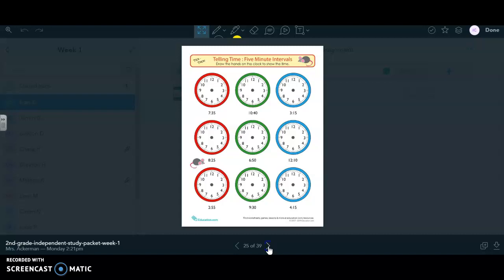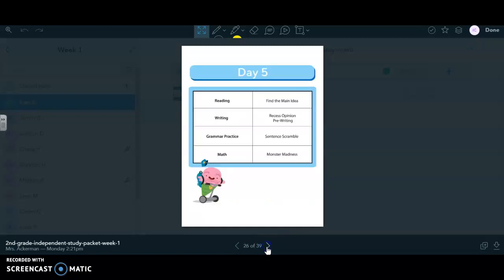Then you have telling time. You're drawing the hands on the clock, the big hand and the little hand. Remember, the big hand is your minute hand. Your little hand is the hour. And you have times below each clock to tell you what time it should say. This is also a review skill, boys and girls, so please, you should be able to do this. If not, like I said, you can ask me questions on Zoom when we get on there.